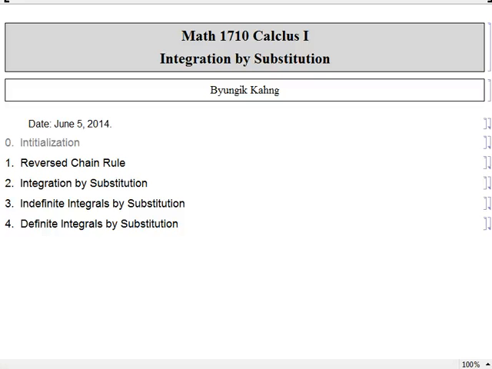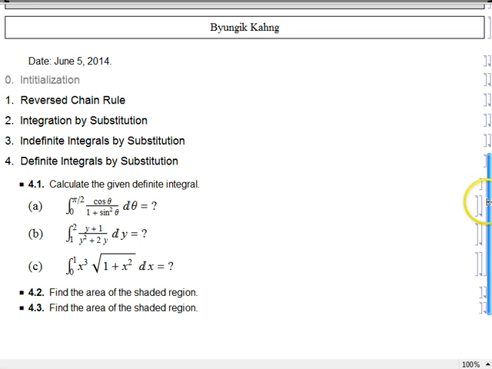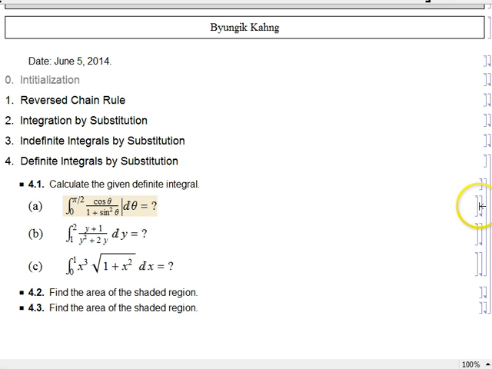The final topic of this notebook is the definite integrals by substitutions. So how does the definite integral differ? Let's look at this example. This example can be done by substituting u as sine of theta. And then in the end, what do you do?